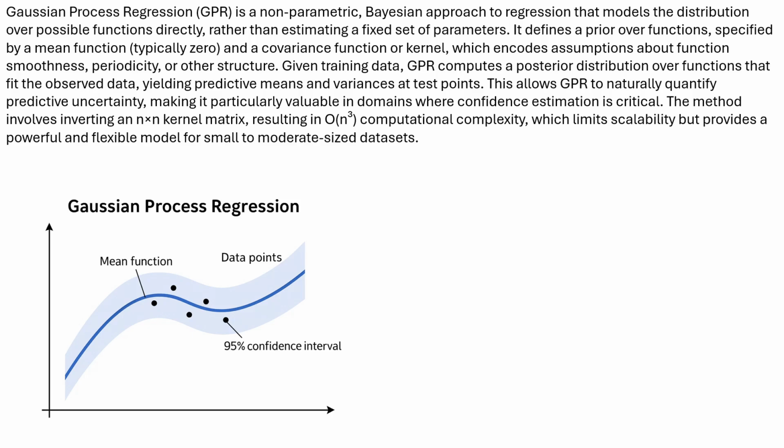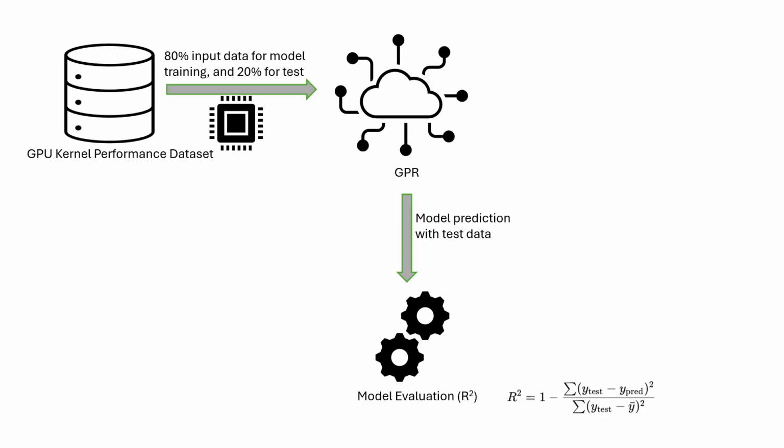constrained or incomplete knowledge. After training the GPR model on 80% of the data, we will evaluate it on the test dataset using the R-squared metric. A higher R-squared value means a better prediction of the GPU runtime.